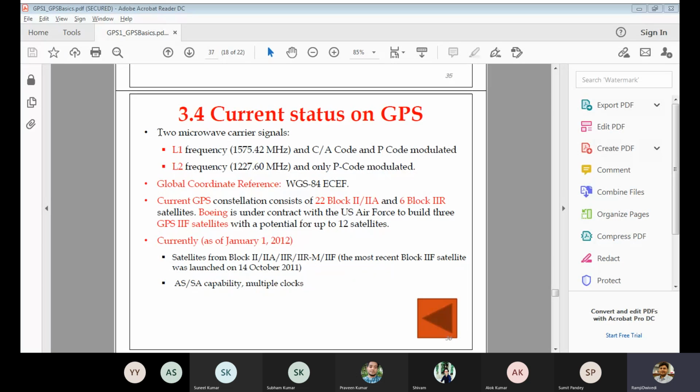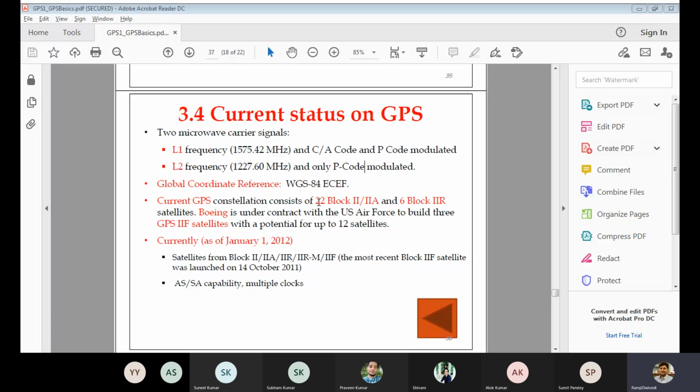At present, in general, two microwave carrier signals are popularly used, L1 and L2, with C/A and P code modulated over L1. L2 has only P code modulated over it. Global positioning reference is WGS84 ECEF.